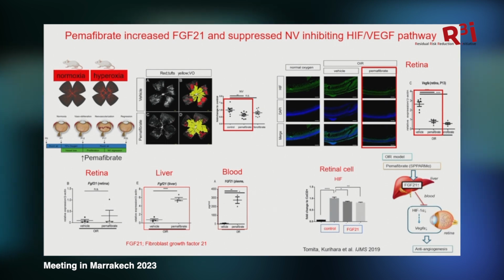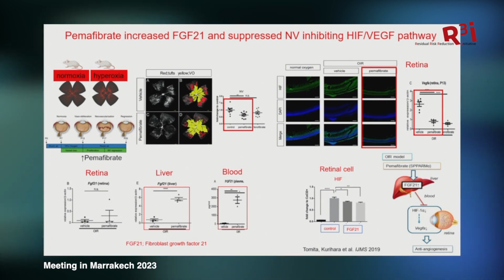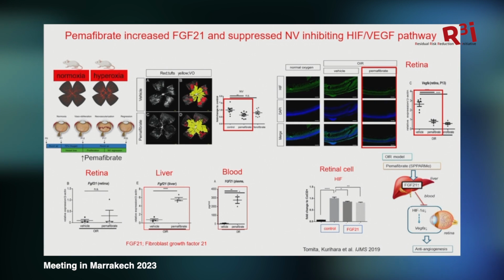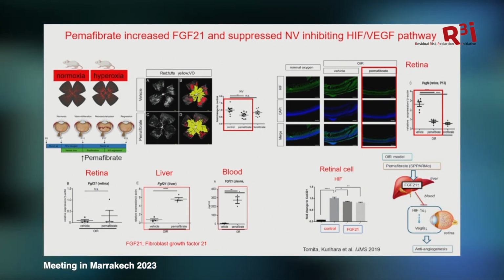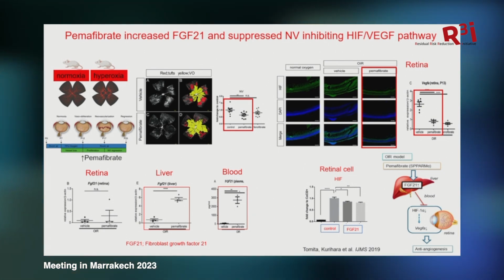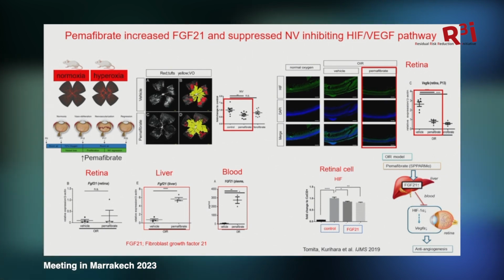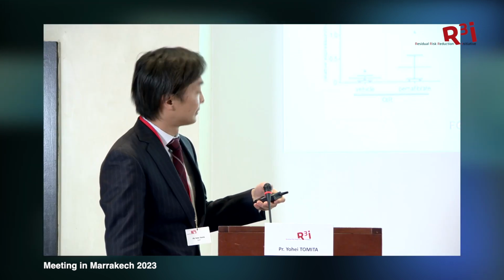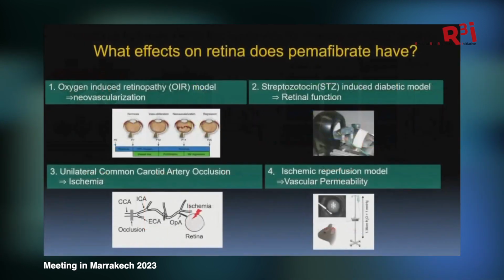And we found that FGF21 decreased HIF1 in the retinal cells. So taken together, pemafibrate increased FGF21 in the liver, and FGF21 goes to the retina and suppressed angiogenesis by suppressing HIF1 and VEGF. So next slide. Oh, it's freezing, sorry.